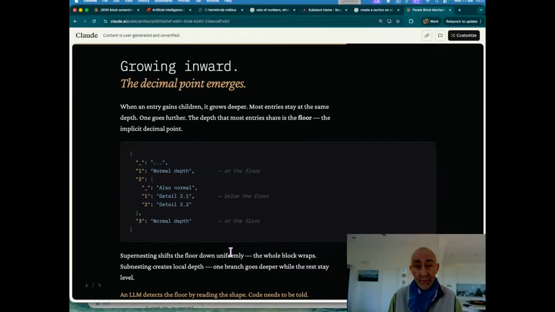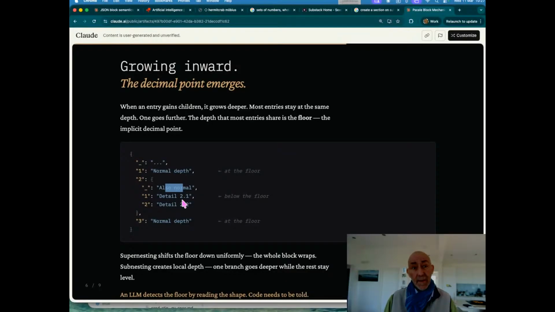You just have to adopt these languages, and that's what it means. Subnesting creates local depth. One branch goes deeper while the rest stays level. That's the bit that's interesting. So if you go, oh, I'm just going to put a little bit more detail here, the problem is when this is read, that is going to be a 2 followed by a 1. That 2 is suddenly going to become 21. That is 1 because there's no subnesting. This is 21. So the semantics for this 2, which was also normal, is no longer normal because it's now bumped up to 21, 22.